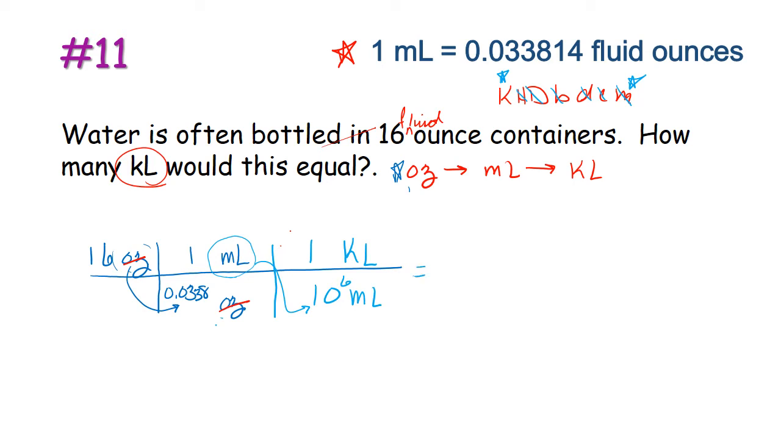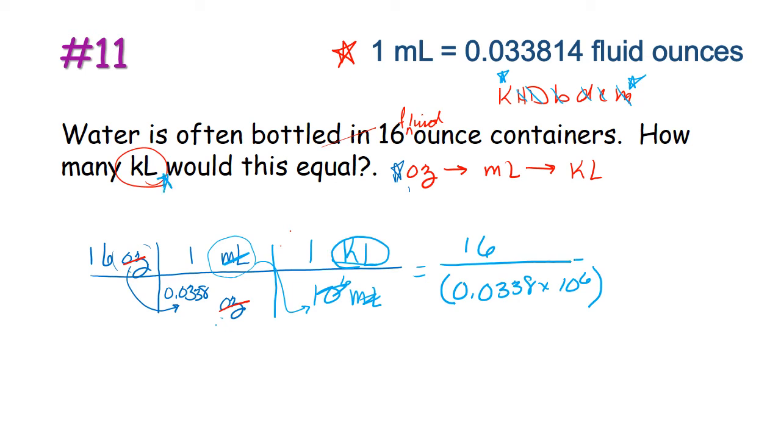Please make sure when you enter this into your calculator, you're using your calculator correctly. I'm going to go ahead and jot it down for you, but you should have 16 divided by parentheses 0.0338 times 10 to the 6th. That's what you should be entering into your calculator. Oh, snap, I didn't cancel. Better cancel these out. Is this the unit we're after? Yes, it is. Oh, good.